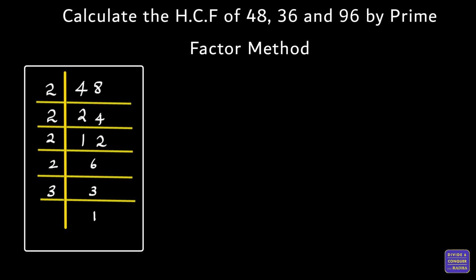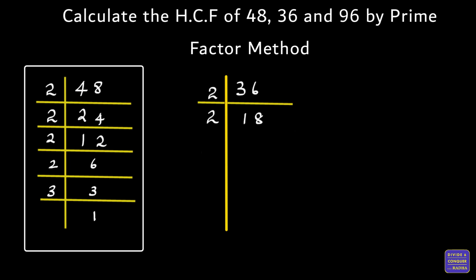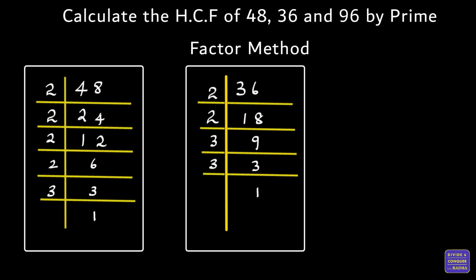Moving on to the next number, we have 36. 36 is an even number and it's divisible by 2. So 2 1s are 2, 2 8s are 16. 18, again an even number, divisible by 2. So 2 times 9 gives us 18. Now 9 is an odd number. So let's divide 9 by 3. 3 3s are 9 and 3 is an odd number. So 3 1s are 3.